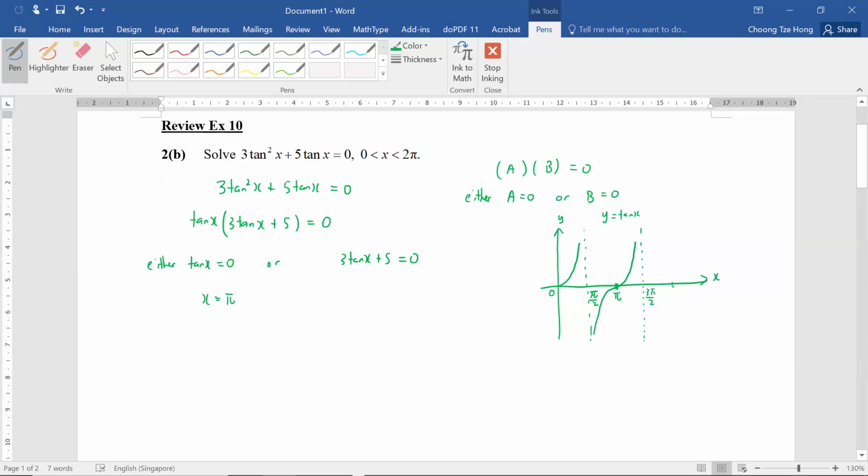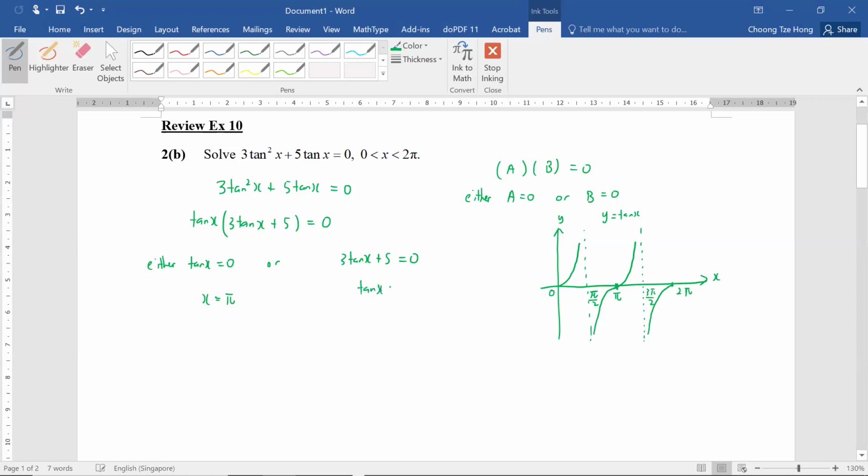So one way is to think about the curve. Think about the curve, and that will allow you to get the answer straight away. So the other values of x will be 0 and 2 pi. But now there's no equal sign over here, so the range does not include 0 and 2 pi. So that's why we don't write down 0 and 2 pi. So the next one, let's solve the other equation.